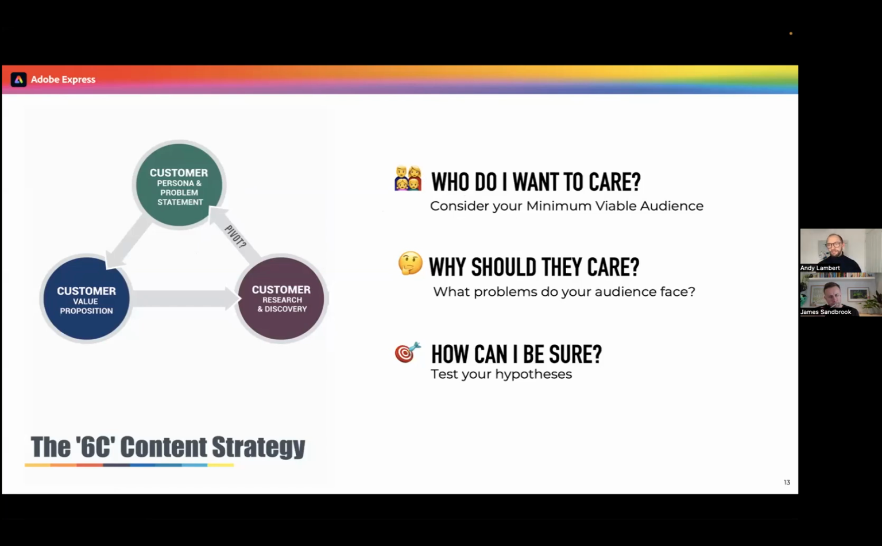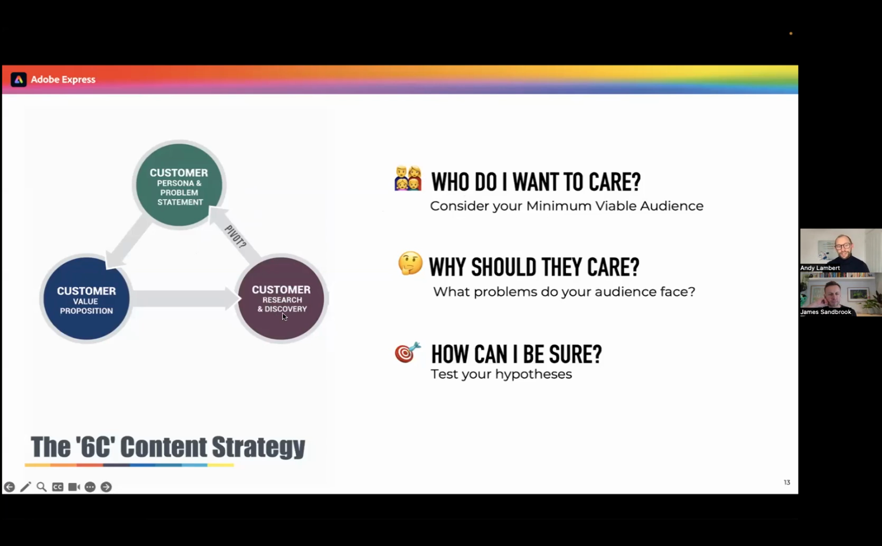So if we go back to ContentCal days, as we were building that business, who do I want to care? Social media managers. Why should they care? They care because keeping organized is very, very hard. Stakeholder management and approvals is a nightmare, and a whole load of other things. So we had some strong hypotheses as to why they would care.